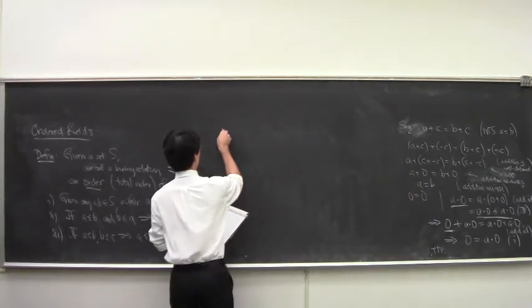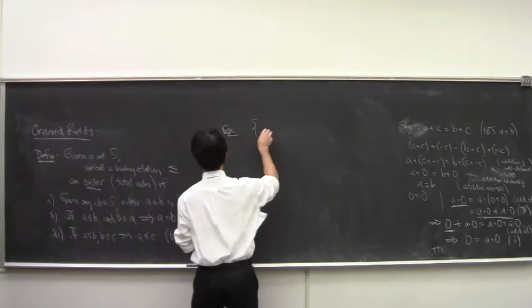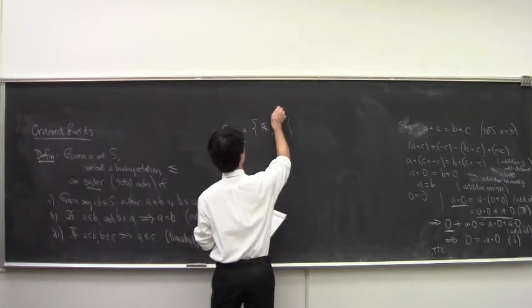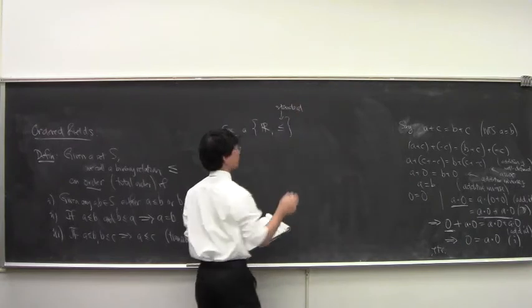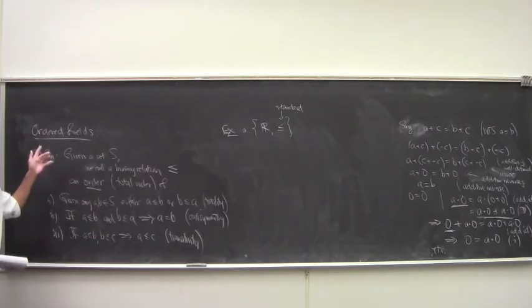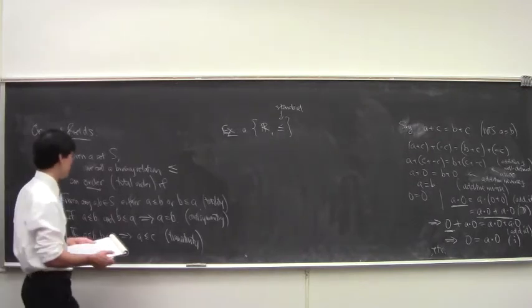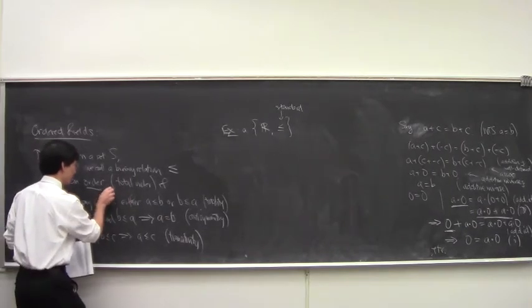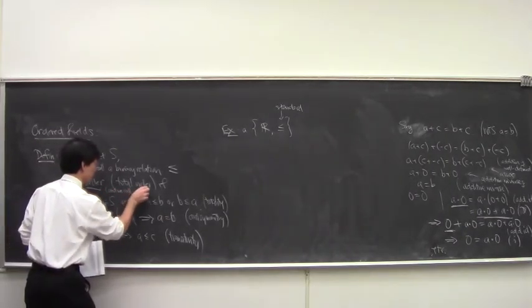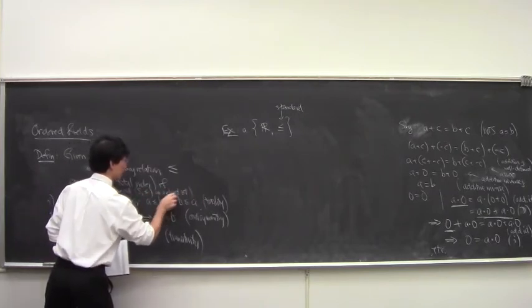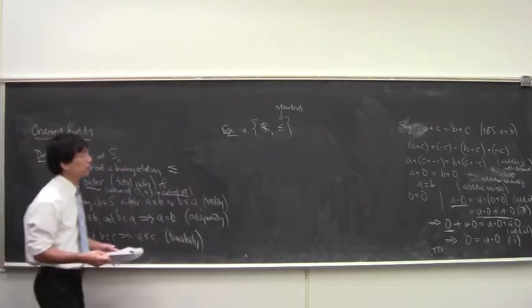Okay, so just for example, R with the standard less than or equal to, that is a set with a total order. Okay, so I should say blah blah blah, and we call S with this order an ordered set. So this is an ordered set.